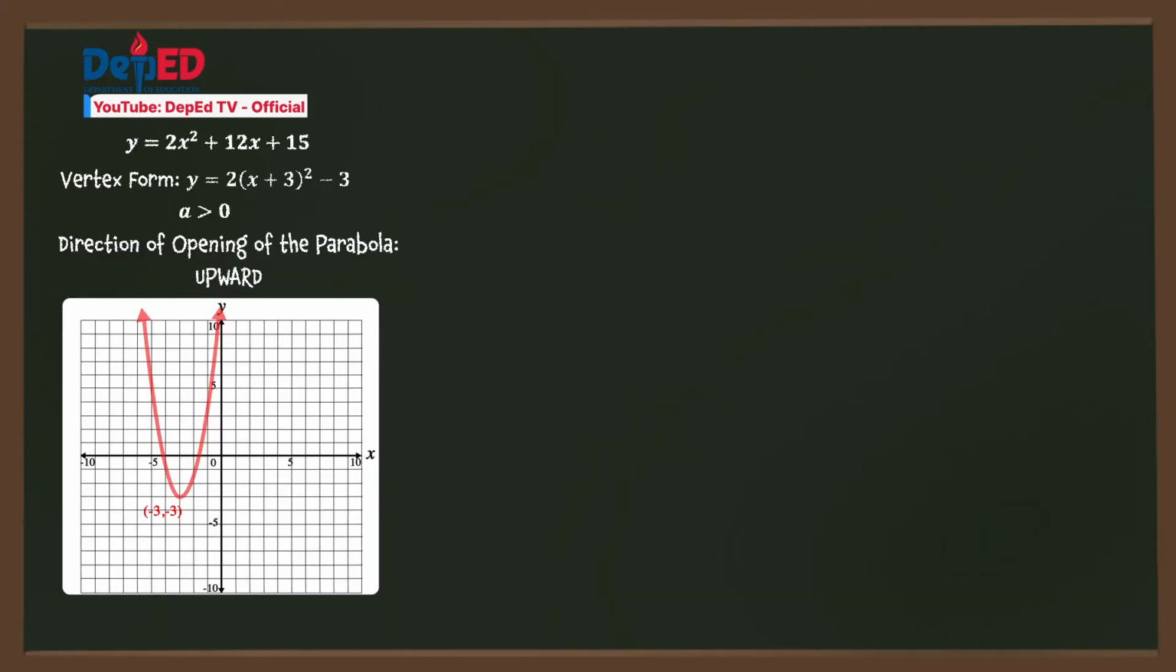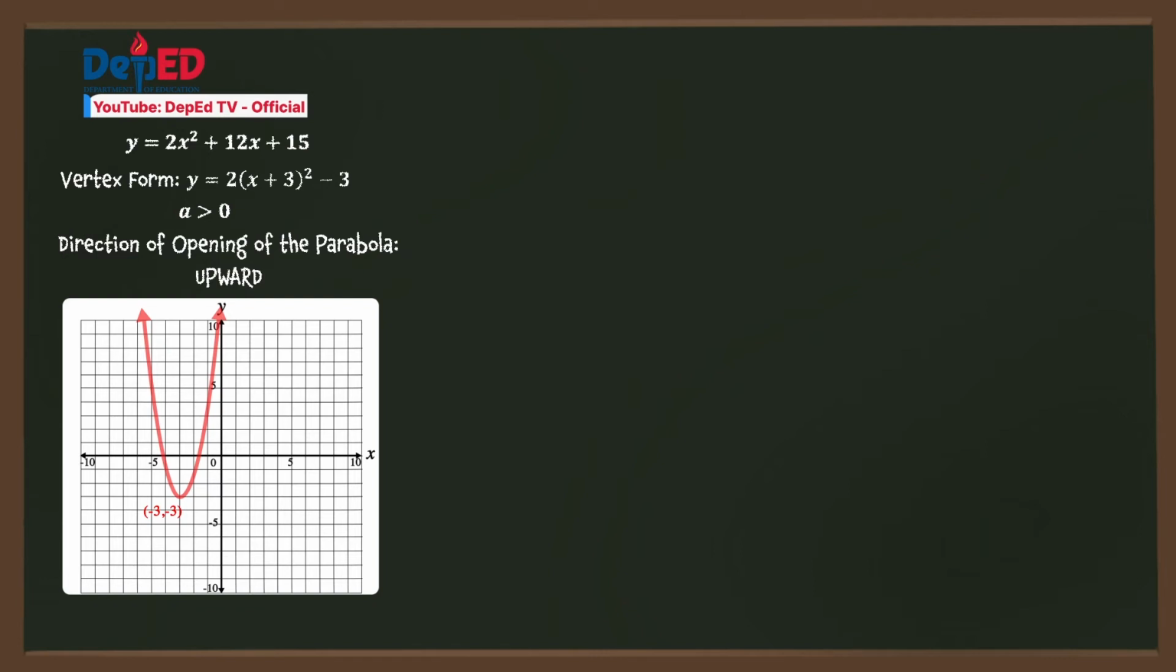Let me show you the graph of the function. The vertex of the parabola is given by the ordered pair (-3, -3). The binomial in the parentheses, which is x plus 3, is the simplified form of x minus negative 3.